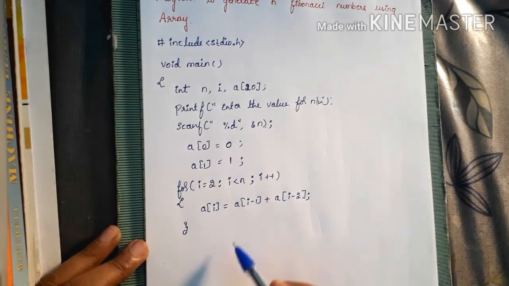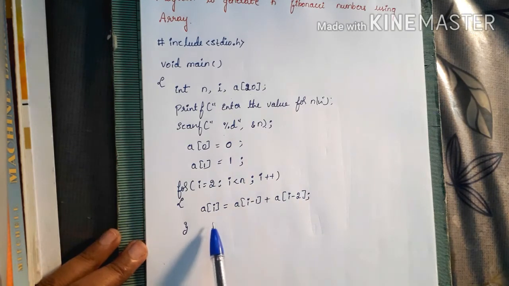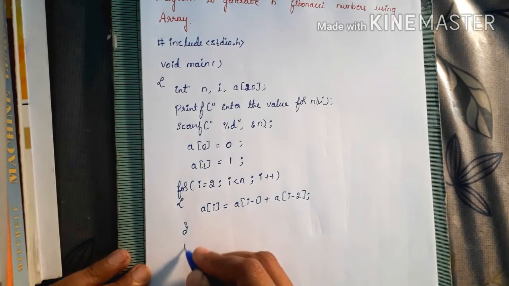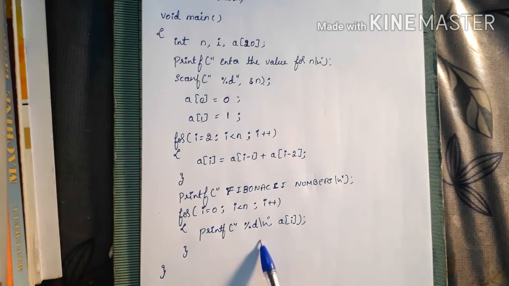After the completion of this for loop, the array A contains the first n terms of the Fibonacci series. Next, we just print the Fibonacci numbers that get stored in the array A. So this for loop structure is used to print the elements of the array. To know how to print the elements of the array, you can refer to my previous YouTube video on how to input the elements to the array and how to print the elements of the array.